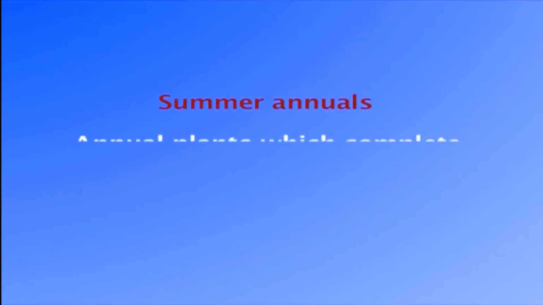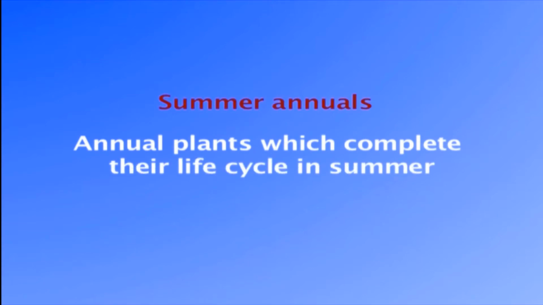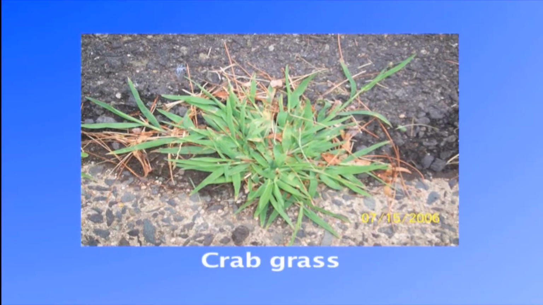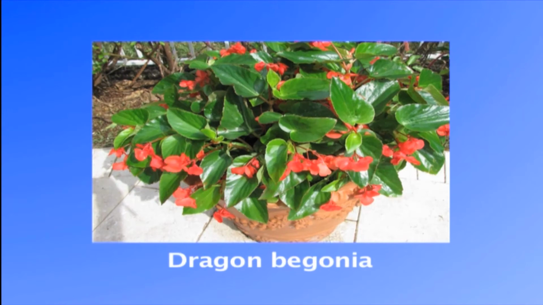Summer annuals are plants which can grow and complete their life cycle in any warm period of summer. The seeds of this group germinate in spring, forming seedlings which then grow and bloom in summer and ultimately set seeds by autumn. The seed maturation marks the end of the life of the plant. Their growing season is from spring to autumn through summer only, thus named as summer annuals or warm season annuals. The familiar examples of summer annuals include crabgrass, marigold and dragon begonia.